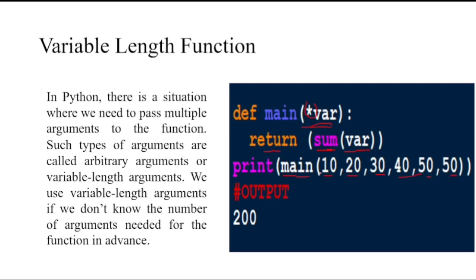So that is for the variable length function. We use asterisk and then var. So this will allow us to input any length of values in our function call. So in Python, there is a situation where we need to pass multiple arguments to the function. Such types of arguments are called arbitrary arguments or variable length arguments. So we use variable length arguments if we don't know the number of arguments needed for the function in advance. So for example, I want to get the sum of the student marks in a class. Yeah. So assuming I have 60 students.